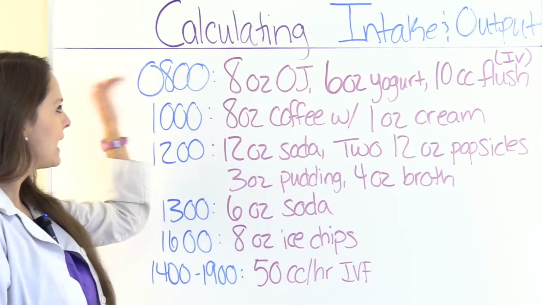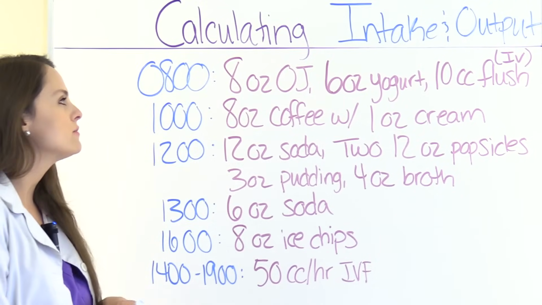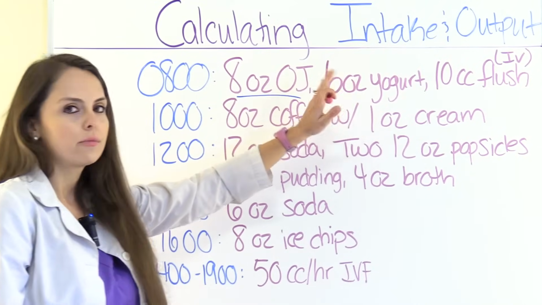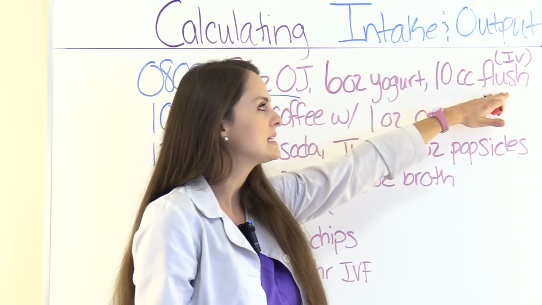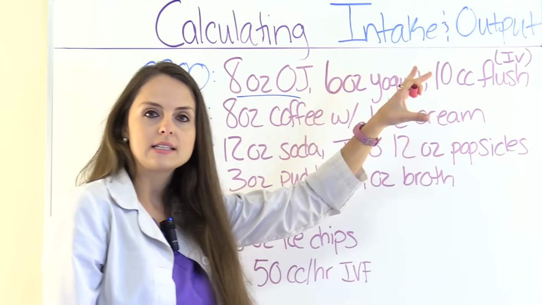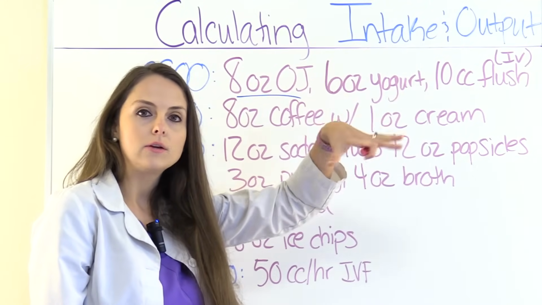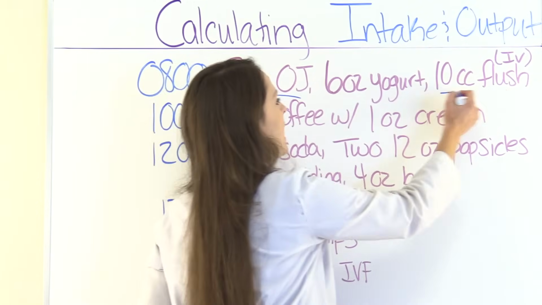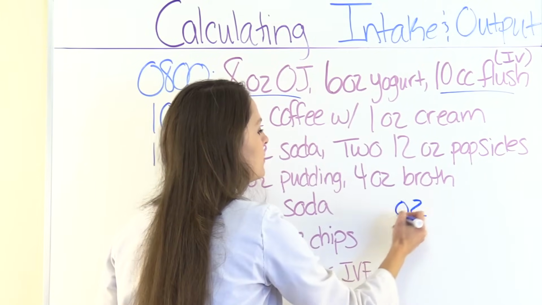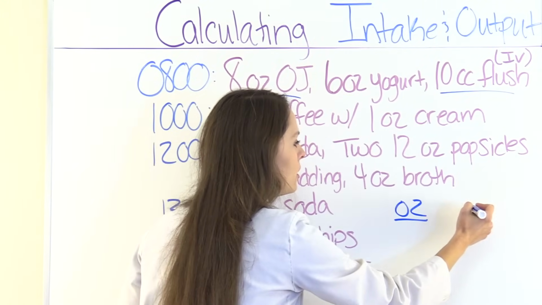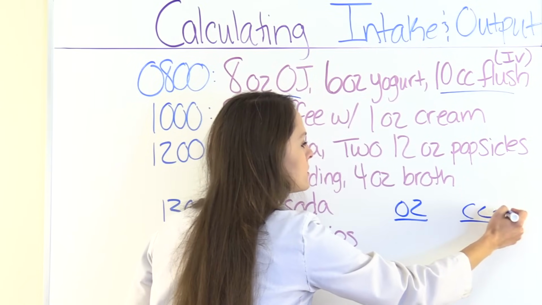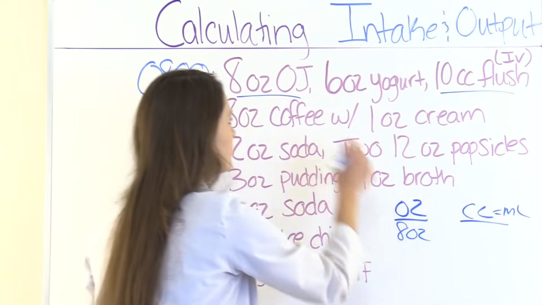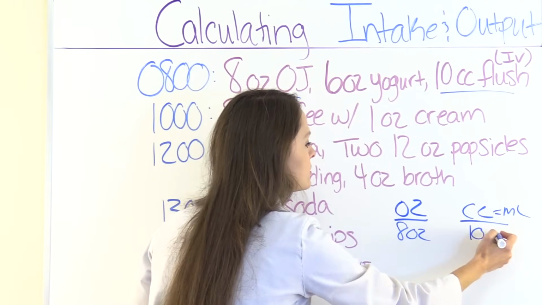At 8 o'clock our patient had 8 ounces of orange juice, which we will include. They had 6 ounces of yogurt, we don't include that, and they had a 10 cc IV flush. Now cc's and milliliters are the same, 1 cc equals 1 milliliter, so we're going to include that. To help me keep them organized, I'm going to have their own little columns, which also equals milliliters. So we had 8 ounces of orange juice and we had a 10 cc flush.